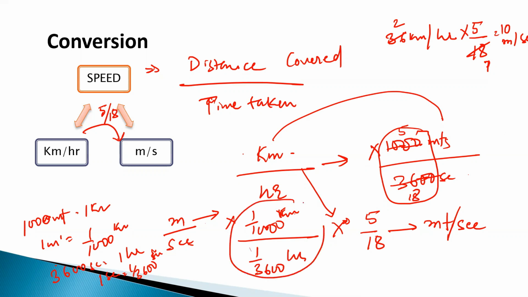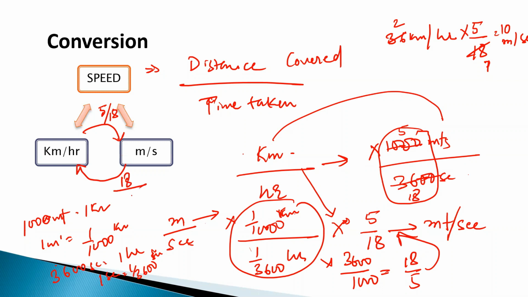So finally, this fraction will become 3,600 by 1,000, which equals 18 by 5 if I reduce it. This is just the reciprocal of the earlier number. That means if meter per second has to be converted into kilometer per hour, you need to multiply it with 18 by 5. And if kilometer per hour has to be converted into meter per second, you multiply with 5 by 18. That makes the job easier to convert one unit of speed into another.